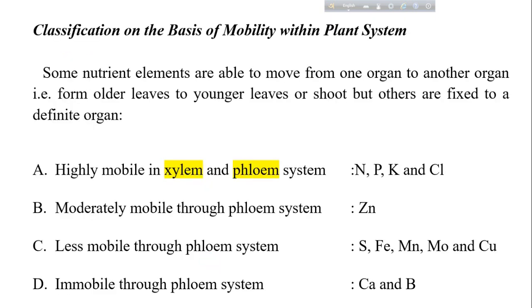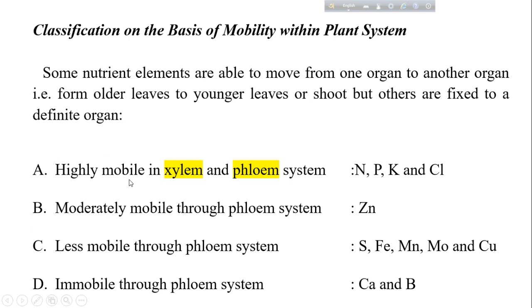The next classification is the basis of mobility within the plant system. Some nutrient elements are able to move from one organ to another organ, that is from older leaves to younger leaves or shoot, but others are fixed to definite organs. As we know, the plant nutrients are moving from one portion to another portion, that means sink to source or source to sink. So they can be classified as four groups.